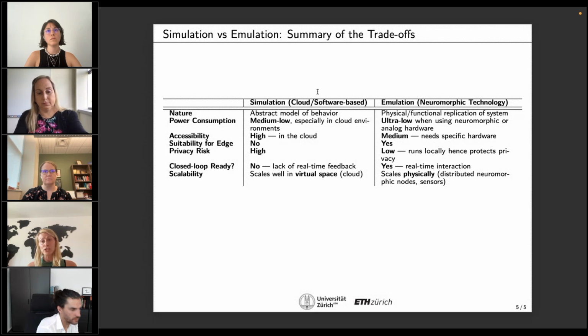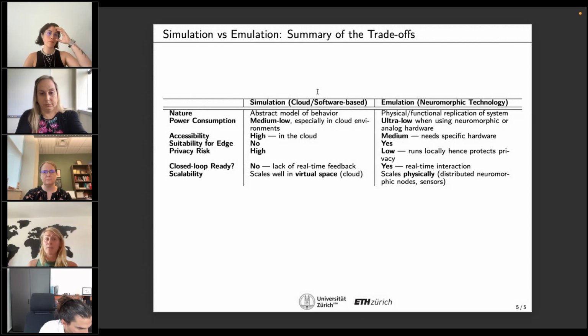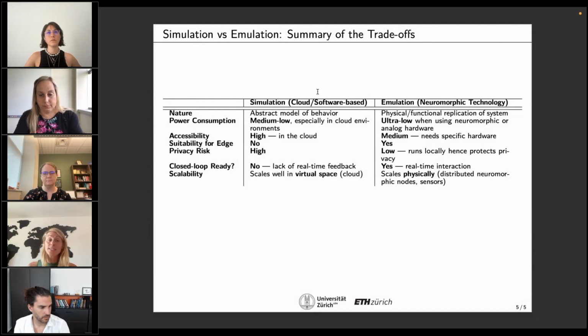However, if we work with emulation, we really have neurons with all the limitations, so noise and a limited number of neurons. However, we can actually exploit the noise. The power consumption is very low. The accessibility is not so good anymore because you need a chip. However, you can build something for edge computing. You don't have problems with privacy. You can work with closed loop systems, and you still have scalability. But in this case, rather than having something large, you can have something distributed, so you have physical scalability.